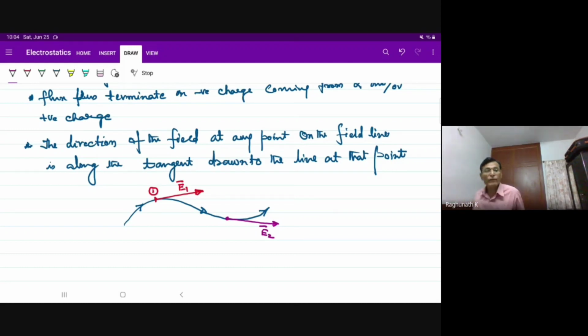Listen carefully. The direction of the field at any point on the field line is along the tangent drawn to the field line at that point.